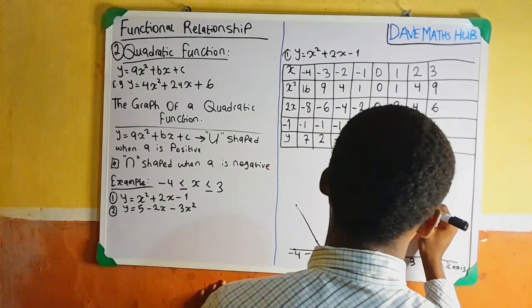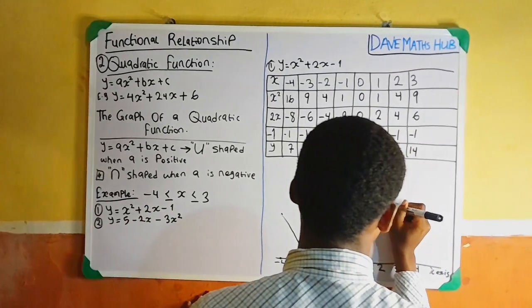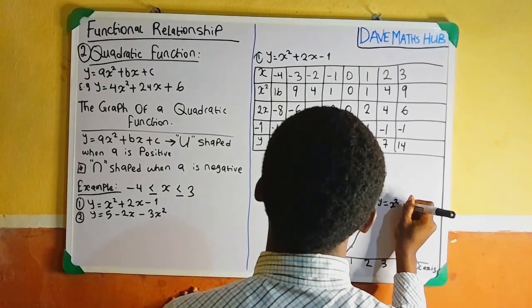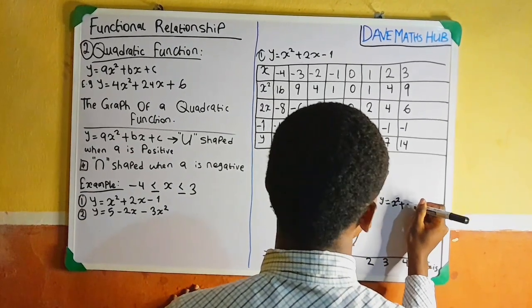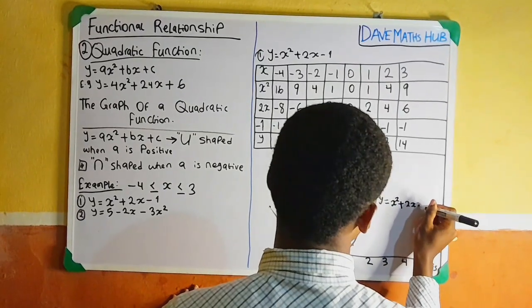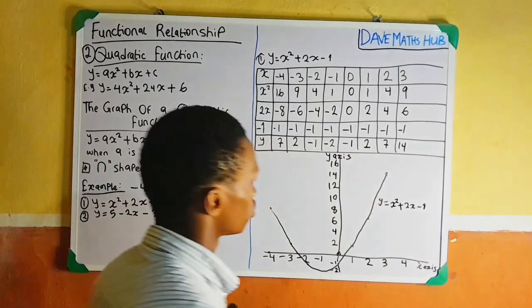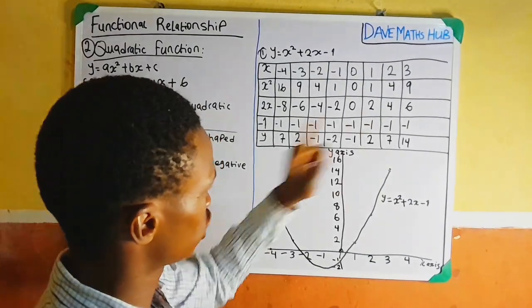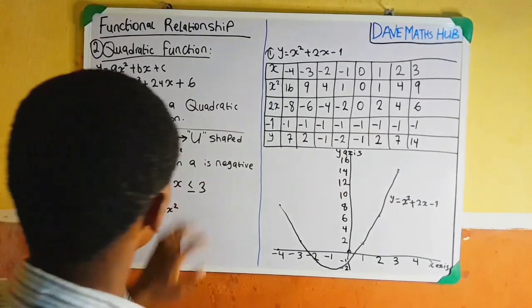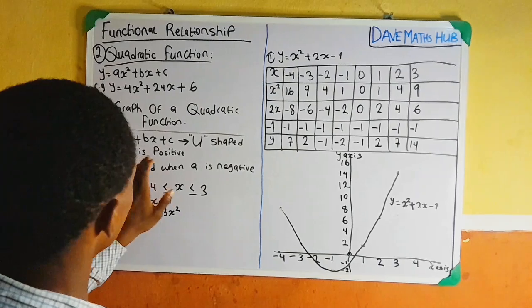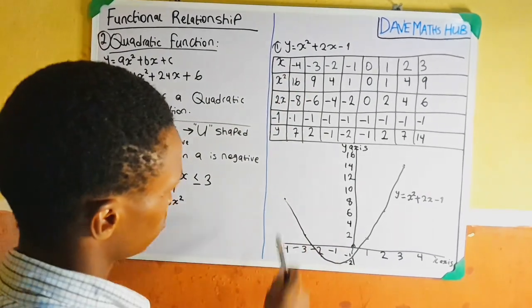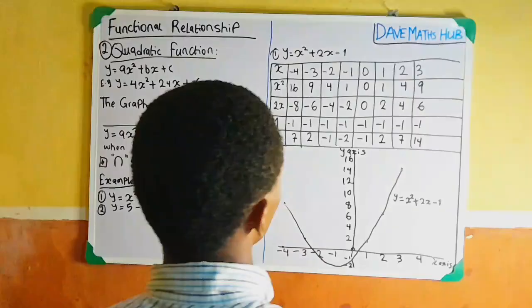Then we can write y is equals to x squared plus 2x minus 1. So from this, since it is giving us a U shape, and remember I said if it's U-shaped, A is positive. So we can say A is positive because it gives us a U shape.